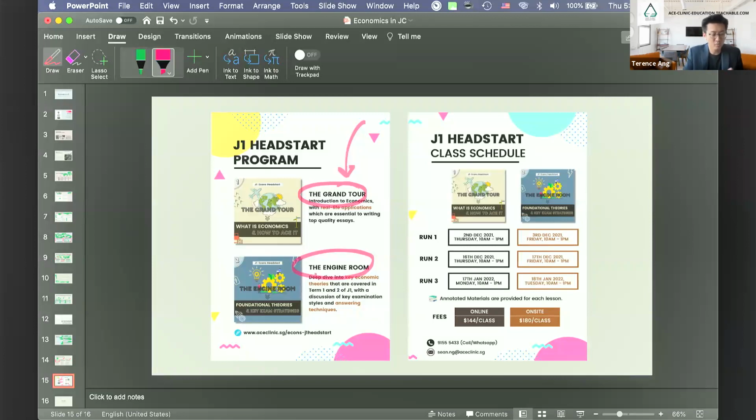Now, the Engine Room, which is the second day. You could come for the Grand Tour only, but if you want to cover the Engine Room, the Grand Tour is an important prerequisite. The Engine Room is a deep dive. We take the first term's work in JC and compress it, and give students a sense of here's what you're going to learn. These are the essay styles you have to do. Here's what a model essay looks like. Here's what a case study is. We give them a taster of the skills you need and the kind of exams they're expected to face when you actually do economics.